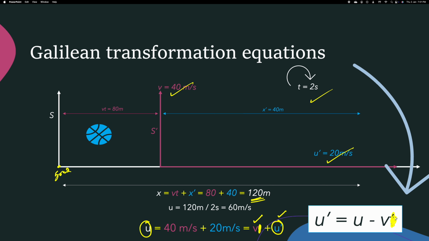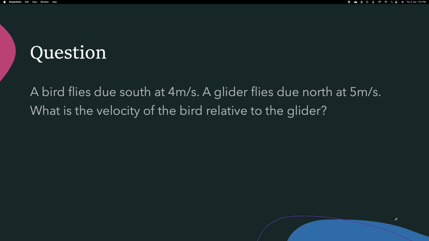Next question here. A bird flies due south at 4 meters per second. So there's a bird that's flying south with a speed of 4 meters per second. Let me call that as velocity of the bird, VB.